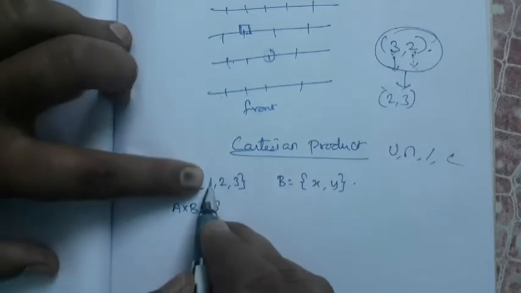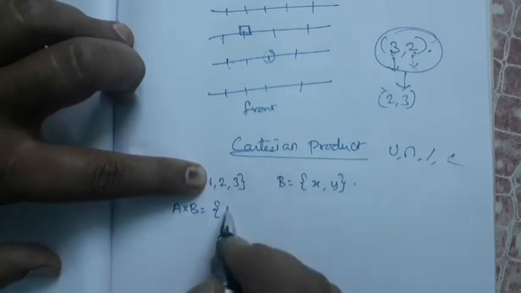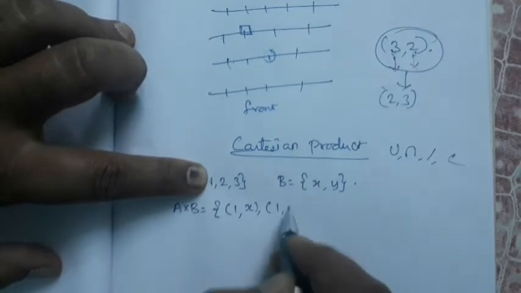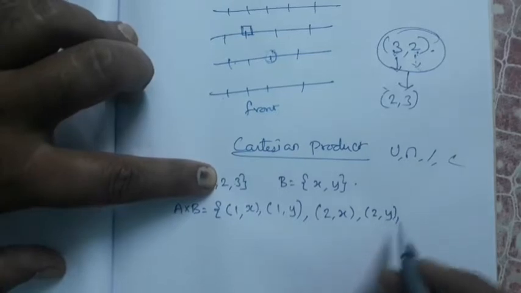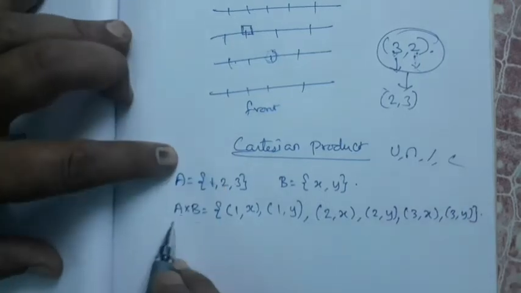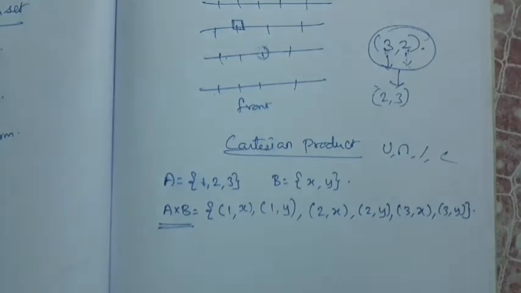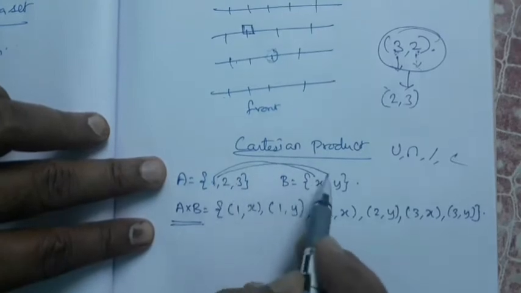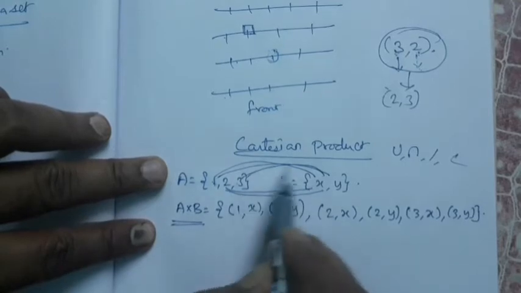I need to multiply each and every element of the first set with each and every element of the second set. You need to write it in ordered pairs. Likewise, (1, x), (1, y), then (2, x), (2, y), (3, x) and (3, y). So this is nothing but the Cartesian product A cross B. Clear with the idea? This is how we write it.